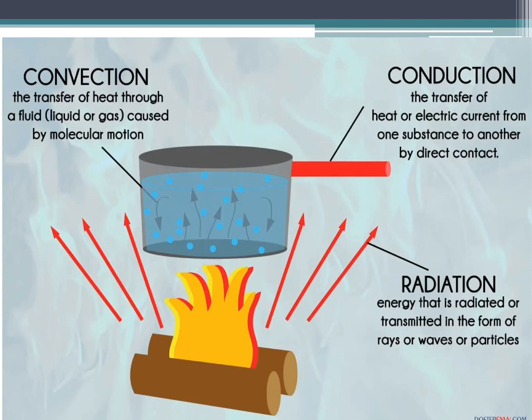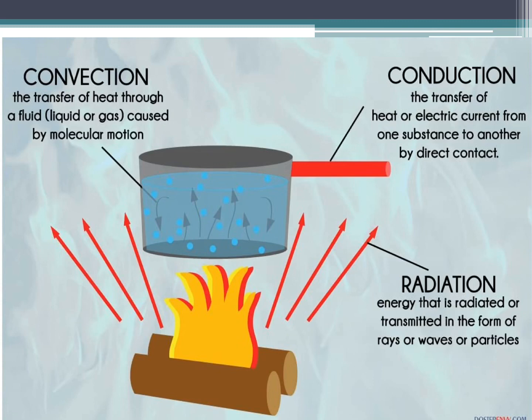Let's see how each one of them happens. If you put a metal spoon in a hot bowl of soup, the handle will get very warm, although the handle is not in the soup. Why does the handle of the spoon get warmed up? The reason behind this is that the entire spoon gets warm because of conduction. Thermal energy is transferred from the soup to the spoon through direct contact.